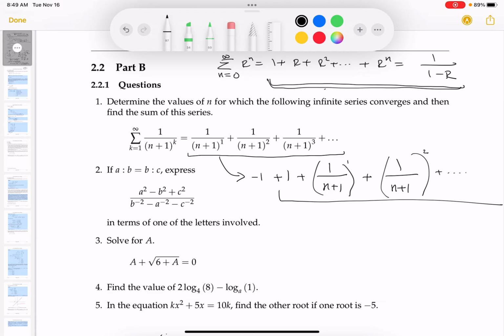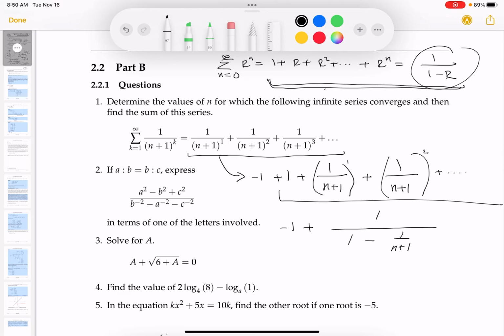All right? So what do I got? I got minus 1 plus, well, I'm going to use my formula now. And this is the form we're going to use. And what's the R in this problem? It's just 1 over n plus 1. So we get 1, and then you get 1 minus 1 over n plus 1.